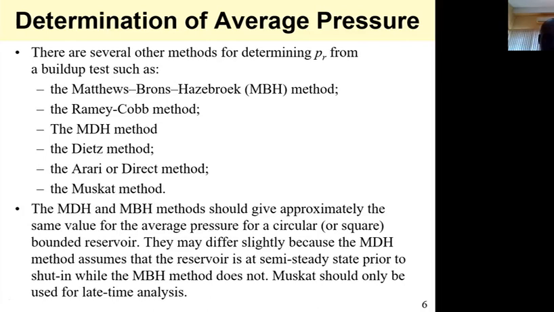The MDH and the MBH methods should give approximately the same value for a circular bounded reservoir, of course, with the well centrally placed. The difference, or where they differ, is that the MDH method assumes that the reservoir is in steady state prior to shut-in, while the MBH does not. And this will be reiterated later, that the Muskat method should be used for late time analysis.